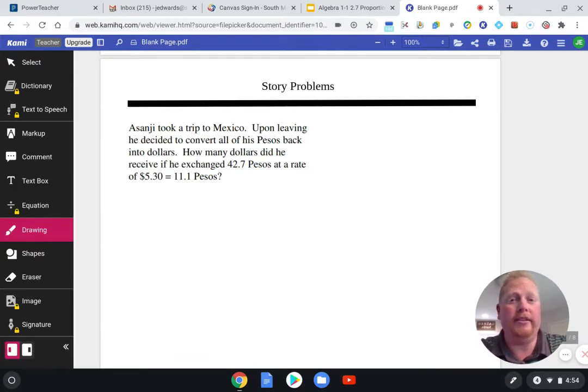All right, so after we've read it, we go back through and try to find our variable. It says how many dollars. That's our variable. You can use whatever letter you want, doesn't really matter. So x equals dollars. So that's what we're trying to find. He gave that many pesos at a rate. There we go. Key idea here. They're giving us a rate. And the way we can set that rate up is as a ratio. So $5.30 equals 11.1 pesos. So I'm going to set that up as a fraction.